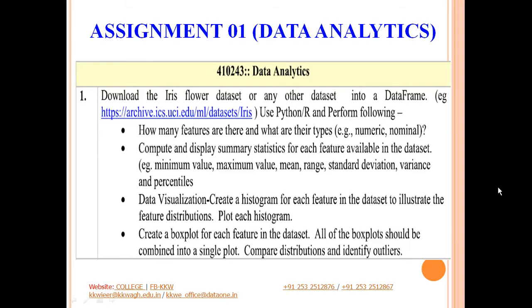This is the problem statement of our assignment, which says that we have to download the iris flower dataset from the link which is available on the screen. From this you can download the dataset of iris flower. This particular dataset is a .csv file, that is comma separated values, which will be considered as the input file for the assignment. Using Python or R, and in this case we will discuss both of them, we have to perform the following.